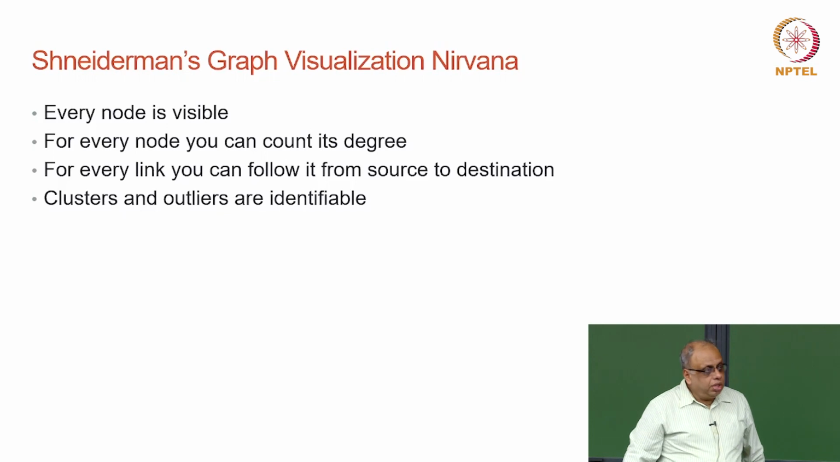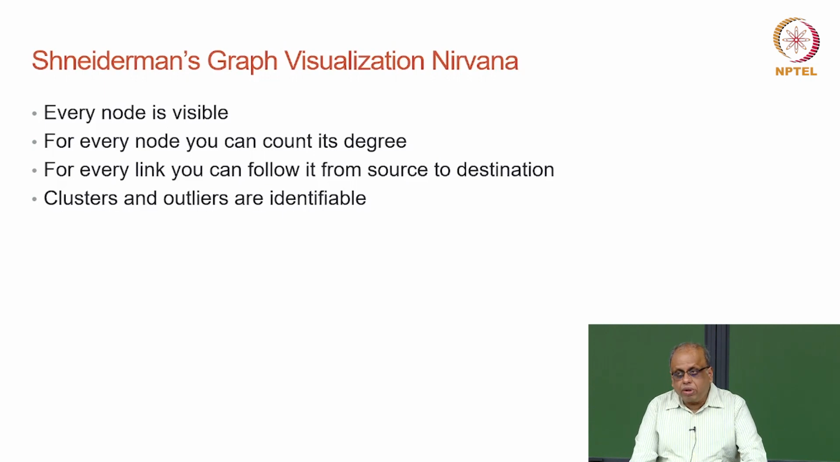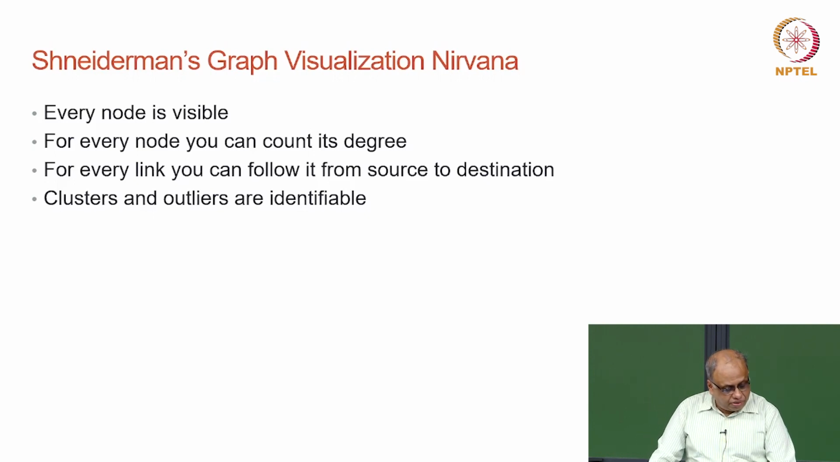Okay. So Ben Shneiderman is a well-known scientist in this field of visualization. He's from the University of Maryland. He came up with some of the criteria of what is a good graph visualization. So what he said was every node should be visible. For every node you can count its degree. Okay. For every link you can follow from source to destination, and you can see patterns. So for example, clusters of nodes or some nodes that are outliers, you should be able to see them. So these are some of the things that you need to do when you create a visualization.